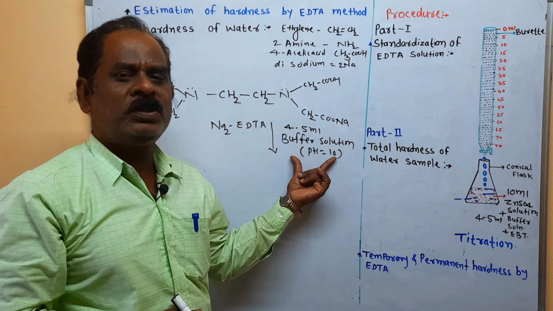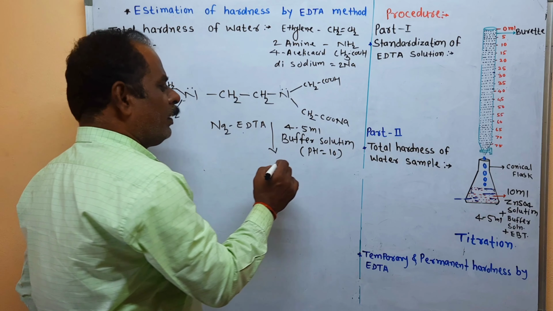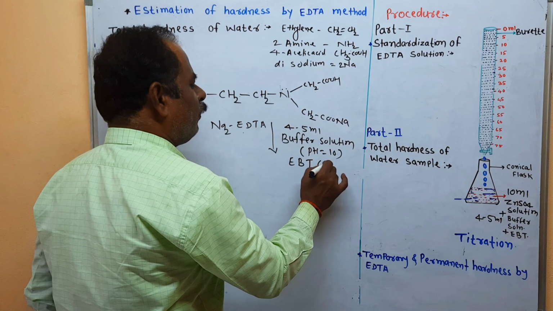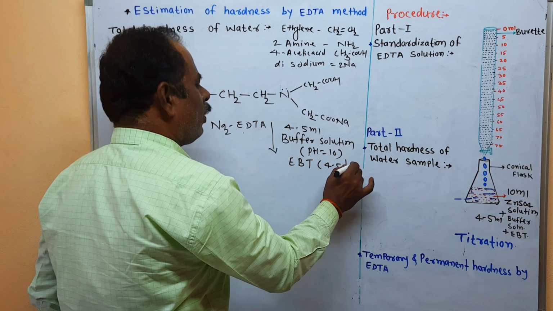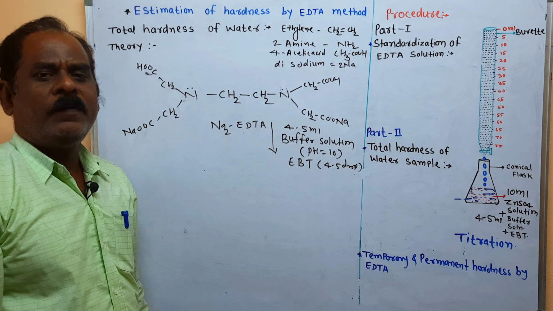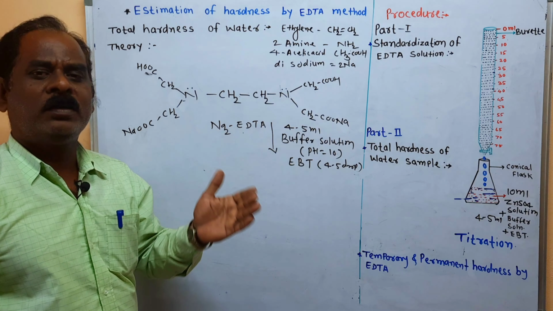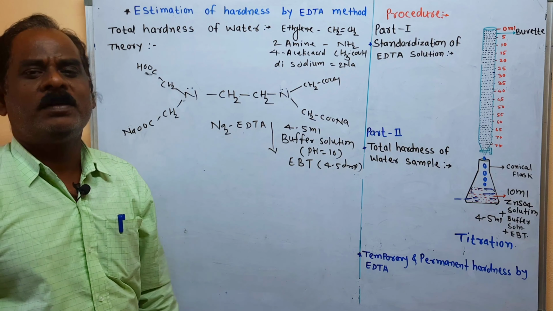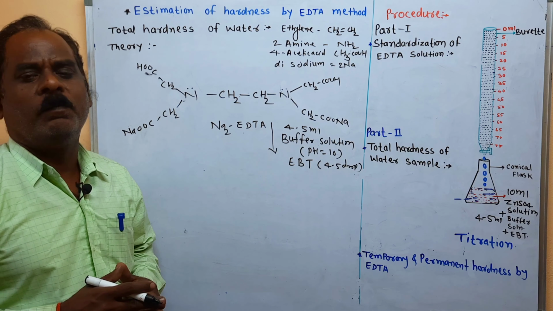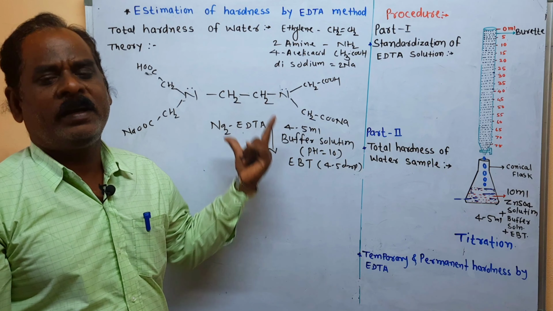Such a buffer solution is taken and added to the hard water sample, and use EBT, Eriochrome Black T indicator. Add 4 to 5 drops of EBT indicator. Then what happens? You know that EDTA is highly reactive. It reacts with the calcium or magnesium present in the hard water and forms a complex compound. Therefore, this titration is called complexometric titration.